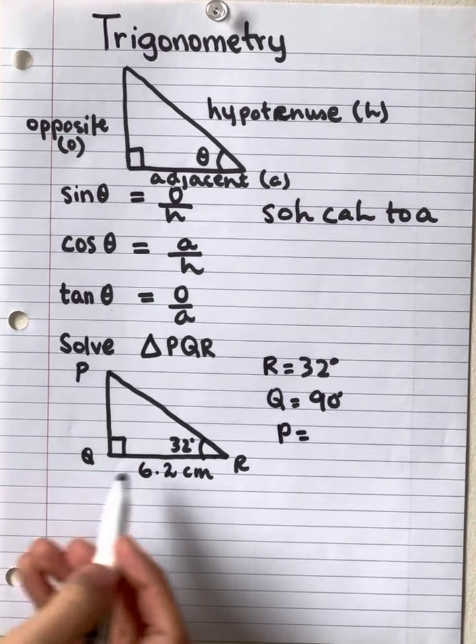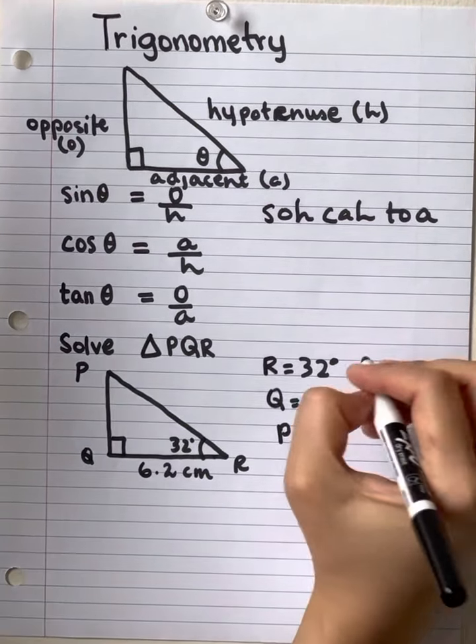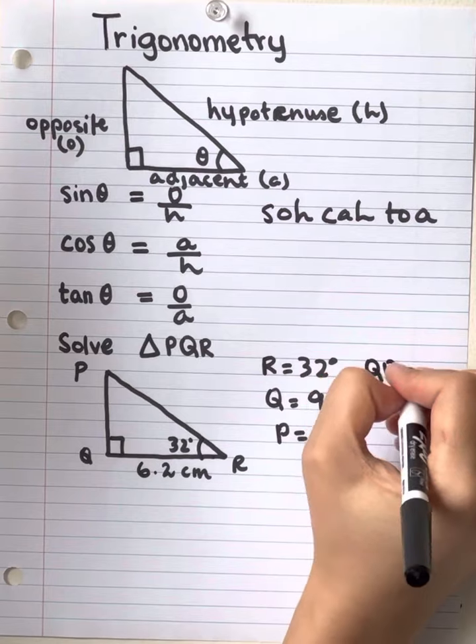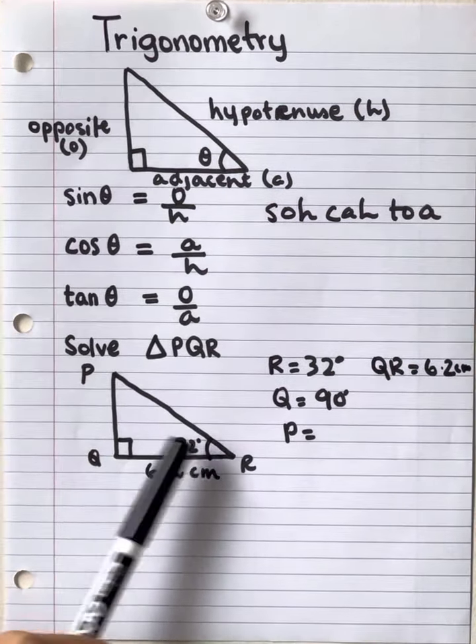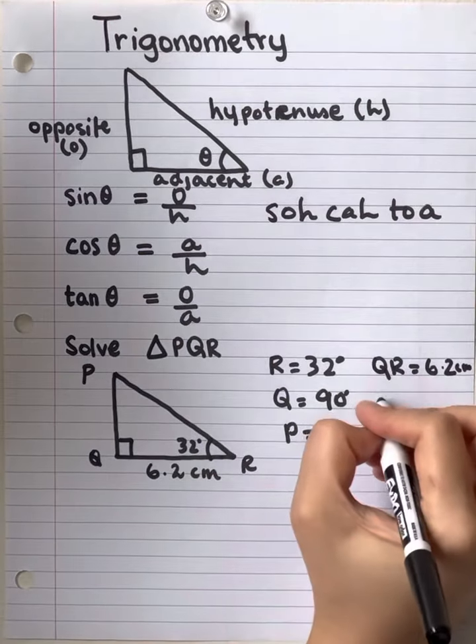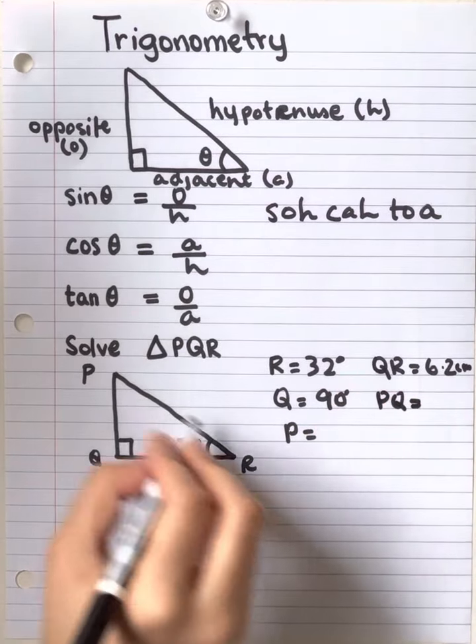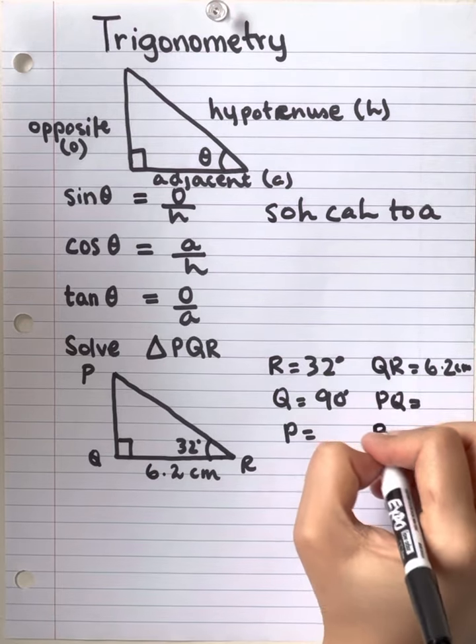Alright, now here we have QR. We're given QR, which is 6.2 centimeters. We'll have to find PQ and PR.